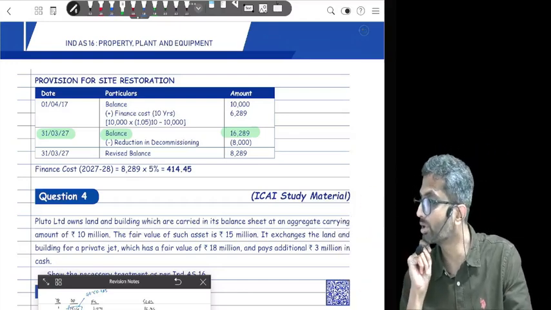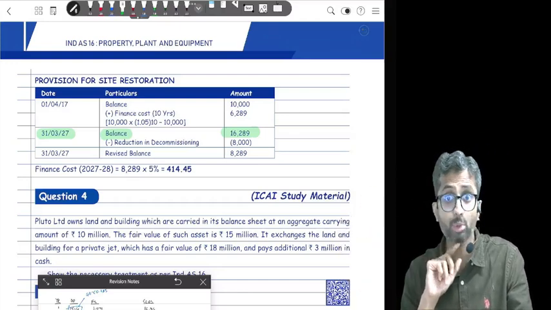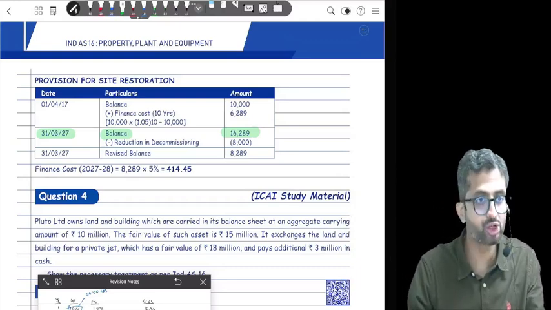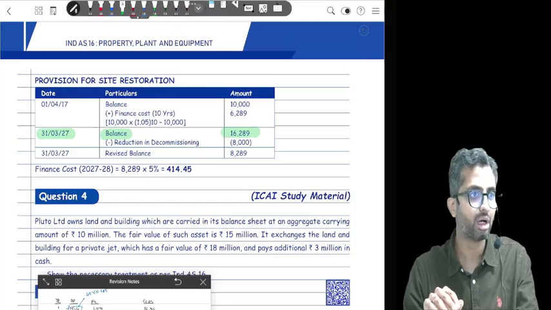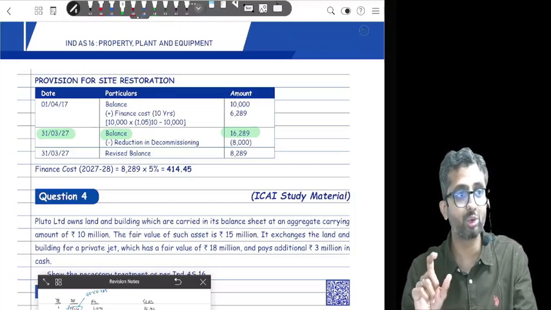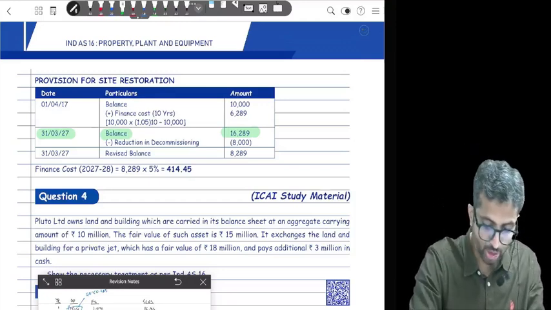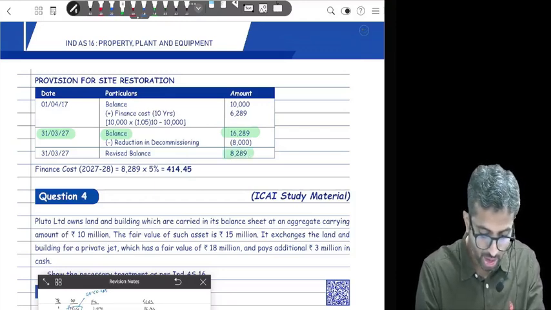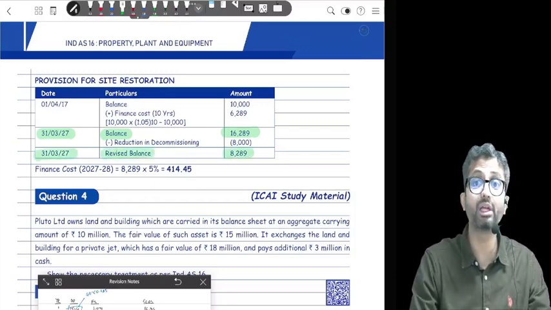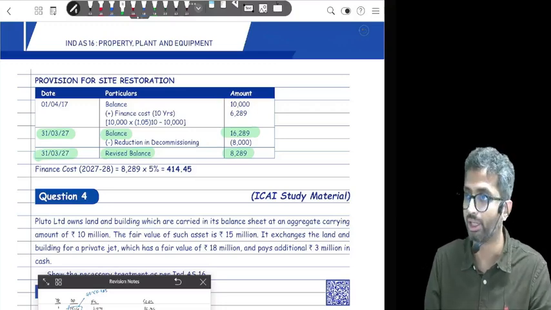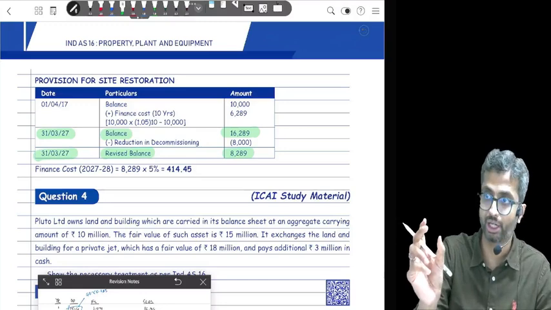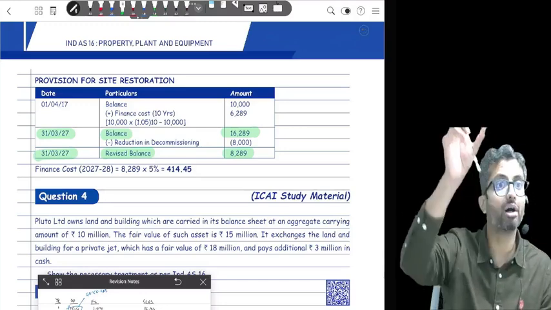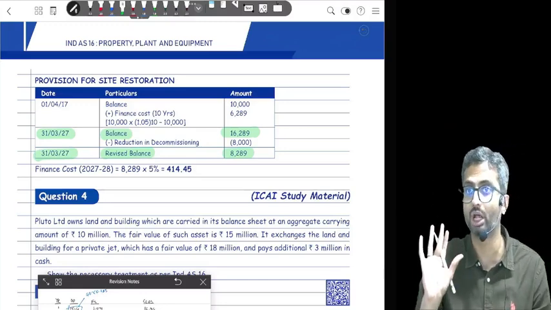Now will that provision change? Yes, your provision is going to be debited by 8,000. So it will reduce. And hence what is your revised provision? 8,289. So in the year 27-28, your unwinding will be applicable on only 8,289. 8,289 into 5% and you will get your answer.